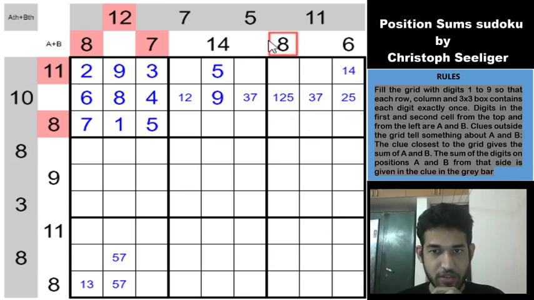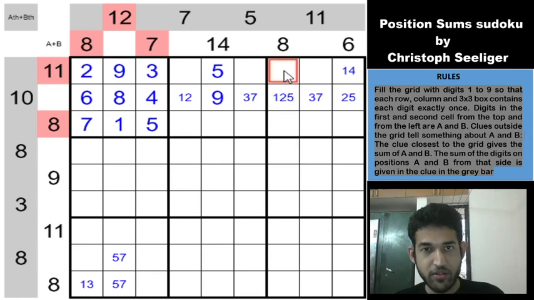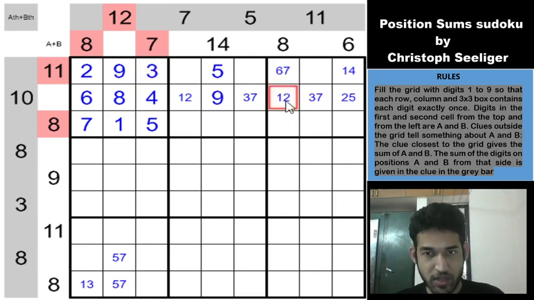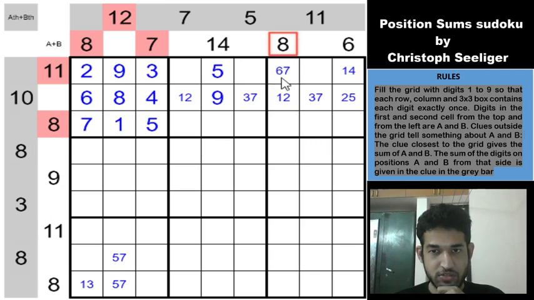So we can make use of this clue now. 8 is 1 plus 7 or 2 plus 6 or 5 plus 3. Okay, 5 plus 3 is ruled out because we have a 3 here. So this is not a 3, this is not a 5. So either 6 plus 2 or 7 plus 1.